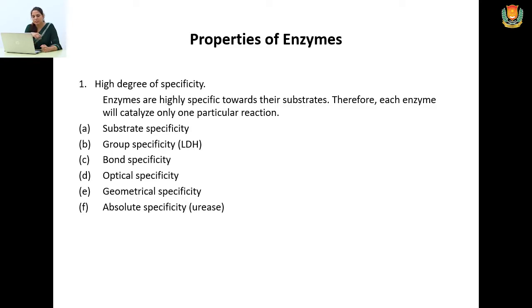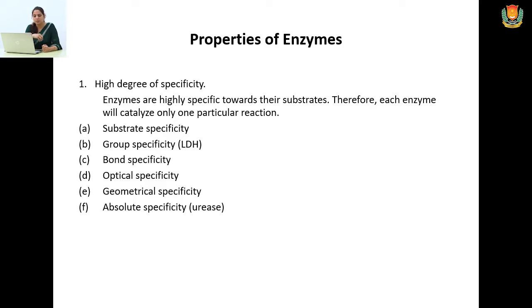Then there are bond specificity and optical specificity. Optical specificity means there are two optical isomers, and the enzyme will be specific to the L isomer or the D isomer. Geometrical specificity also exists: there could be trans or cis conformations of a substrate, and the enzyme will specifically bind to either the trans or the cis configuration.